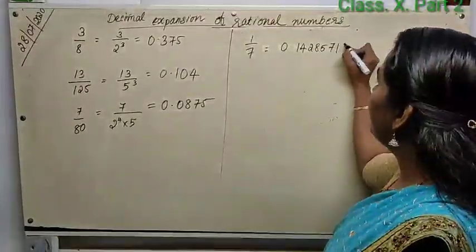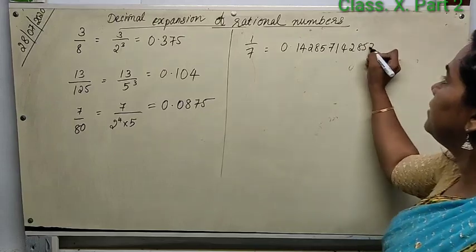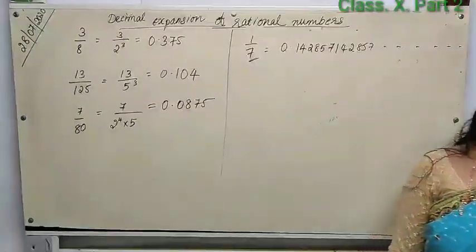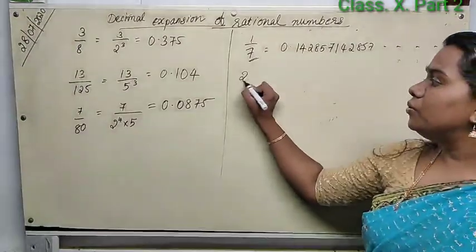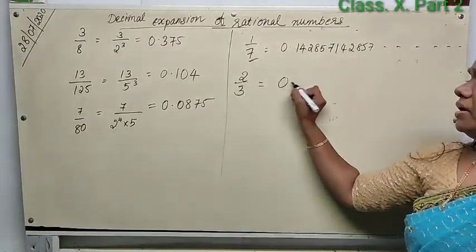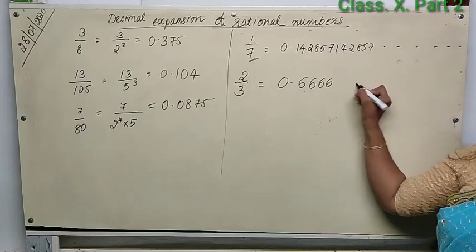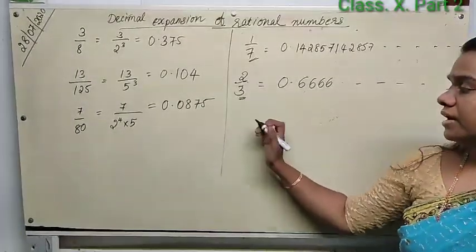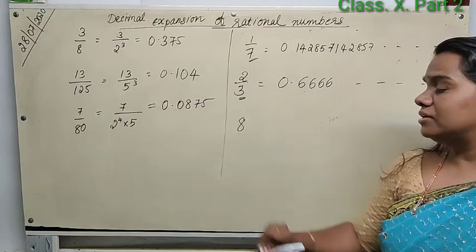0.142857, again 14285, etc. The denominator is 7, so it will not end. If the denominator is 3, for example 2 by 3, what do we get? 0.666666. It's non-terminating. The denominator is 3. If it is 8, it will terminate.